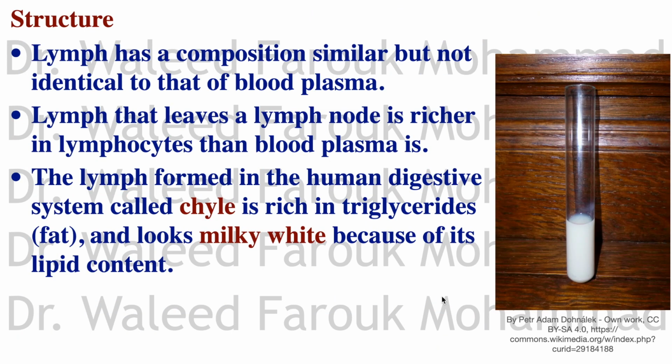The structure of lymph is similar to that of plasma. It leaves the lymph node richer in lymphocytes, and the lymph coming from the digestive system, called chyle, is milky white because of its high lipid content, and you can see it here, the milky white appearance of the lymph.